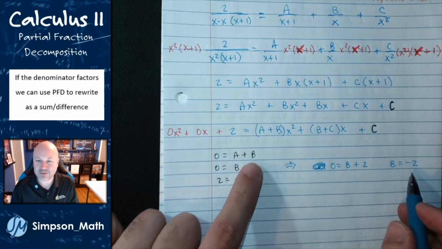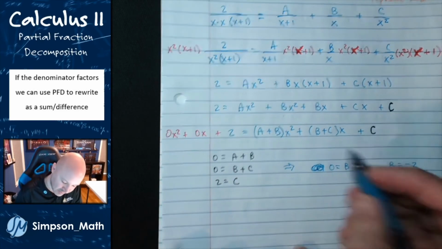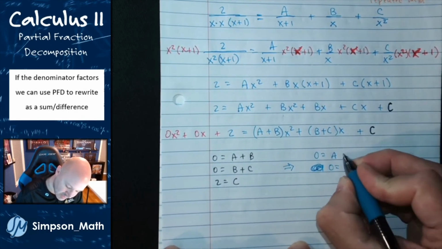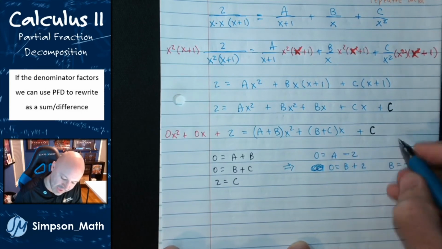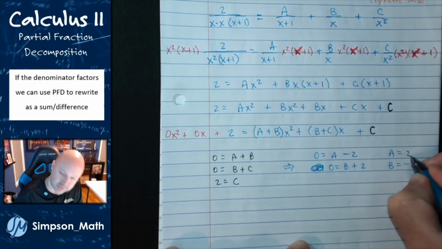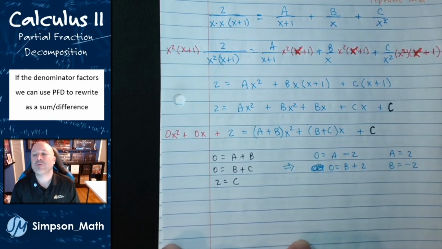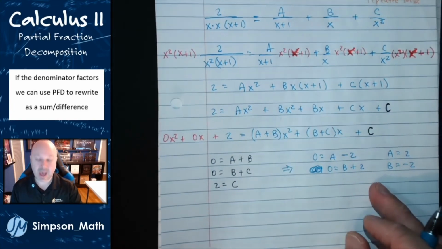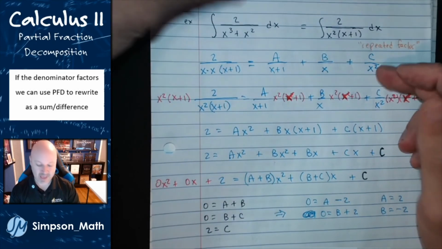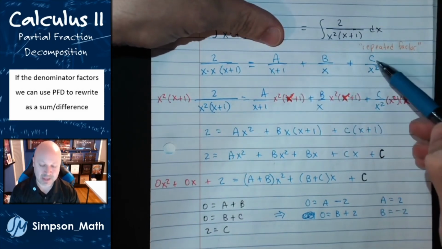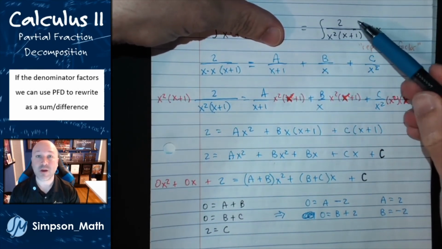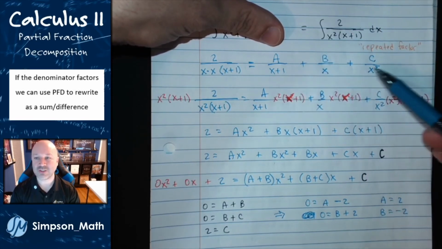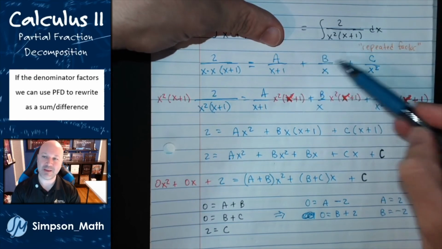And if I know b is negative 2, I can plug it into this equation. 0 equals a plus a negative 2. Add that over. A is equal to 2. So I know my A value, I know my B value, and I know my C value. I can go back up here and plug in my A, my B, and my C. I'm going to rewrite my integral as the sum of these three fractions, and I know A, B, and C now.